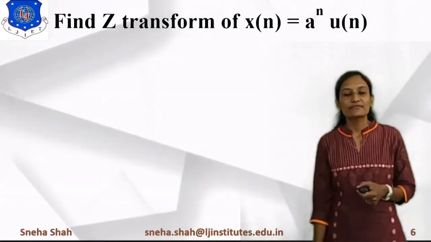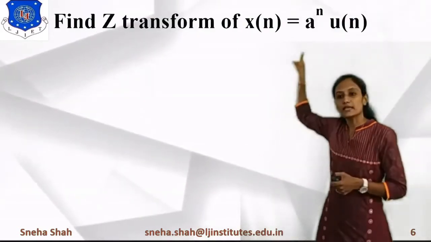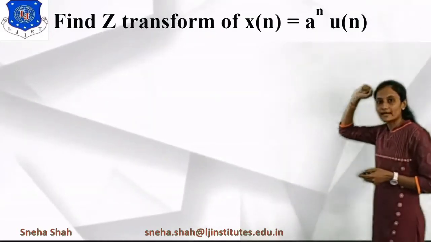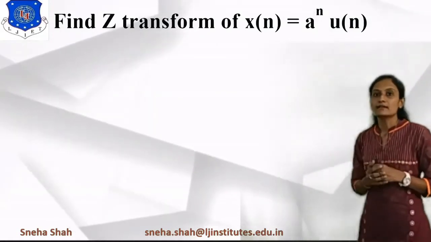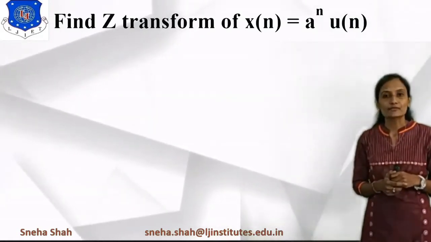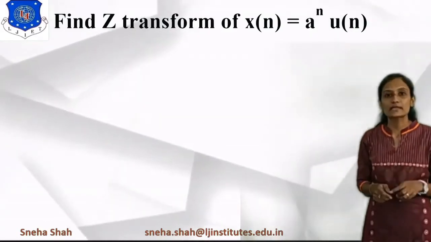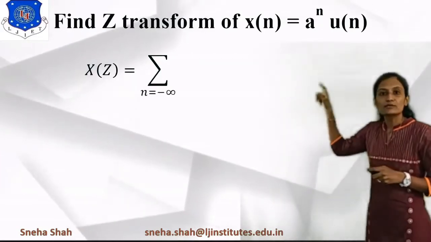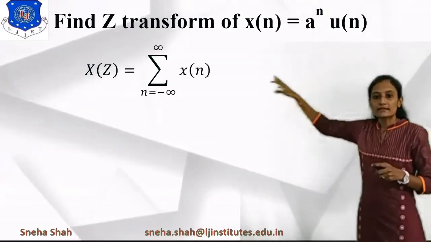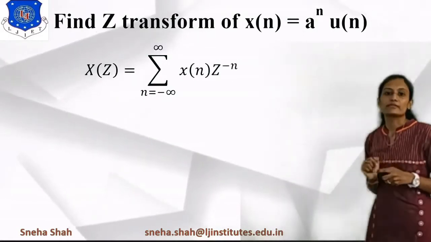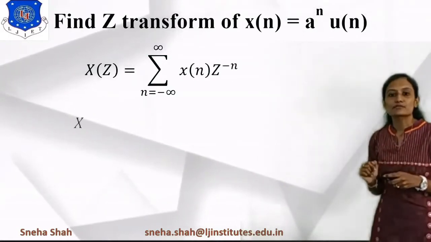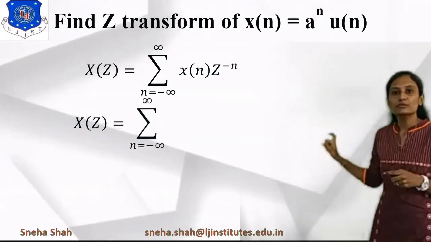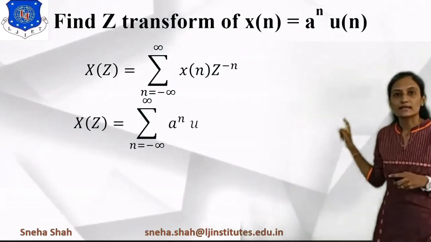Now the next example is to find the z transform of x of n equals a raised to n u of n. First of all, we start by writing the equation of the bilateral z transform. So I am writing x of z equals summation n equals minus infinity to infinity x of n into z raised to minus n. Now instead of x of n I am taking a raised to n u of n. So the next step is x of z equals summation n equals minus infinity to infinity a raised to n u of n into z raised to minus n.